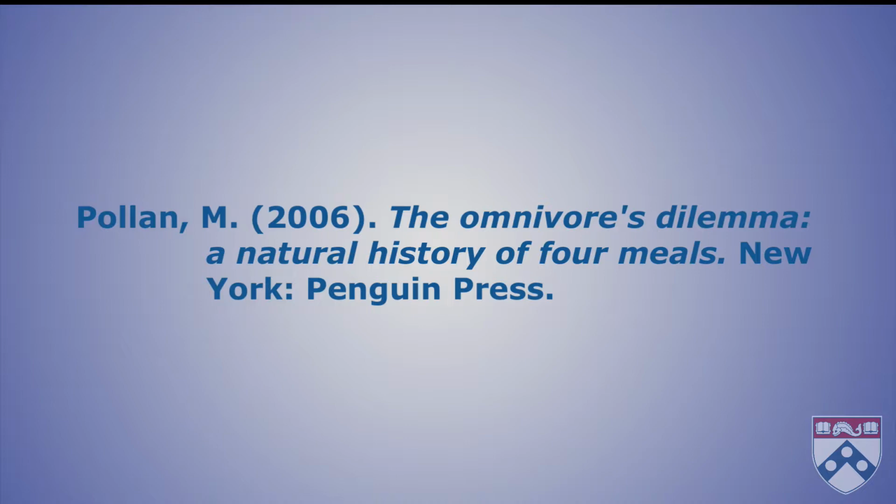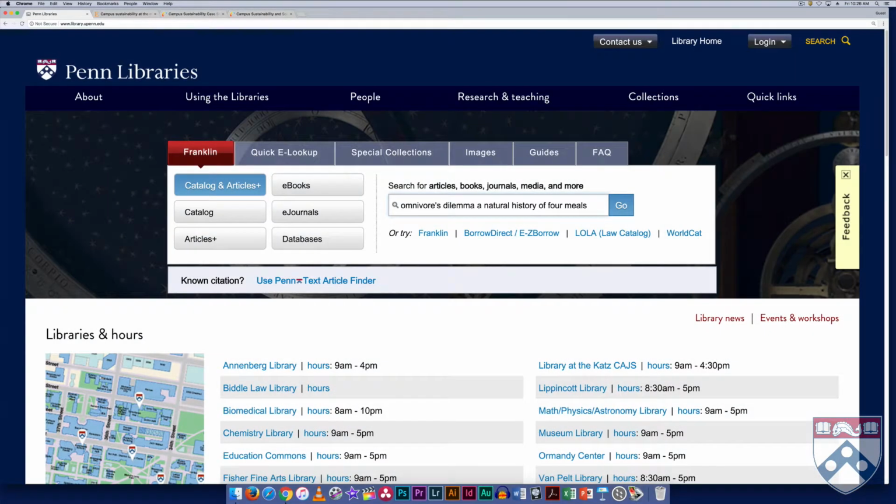We can tell it's a book because it has a publisher and a place of publication. It's always best to search for the main title of the book, even if you're only looking for a chapter, because the section titles might not be searchable in Franklin. Let's search for this book.